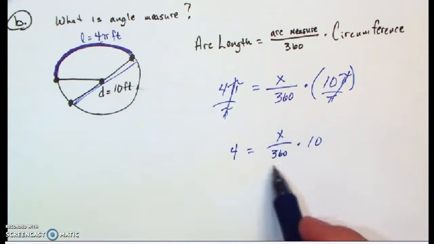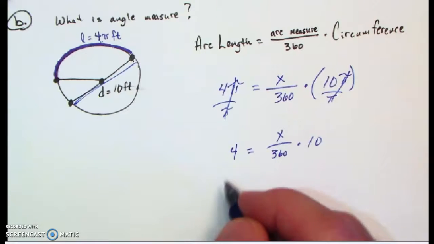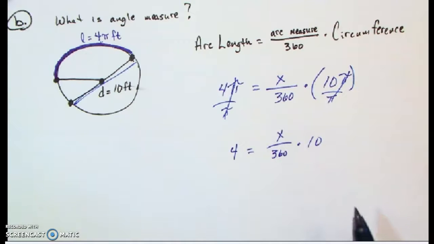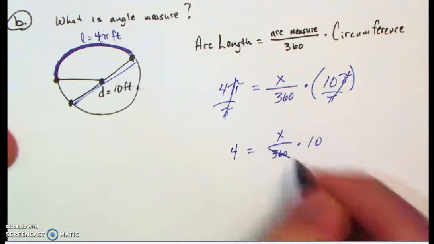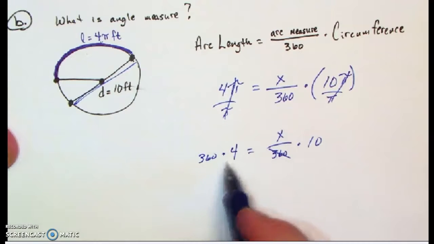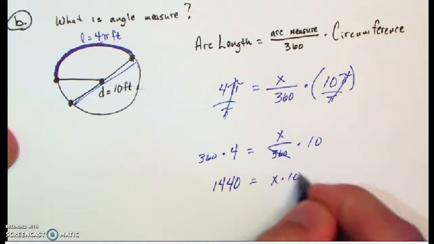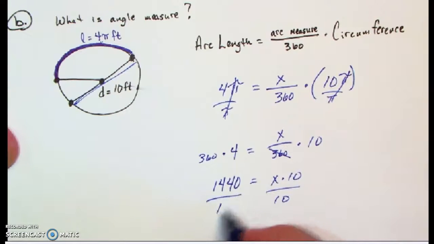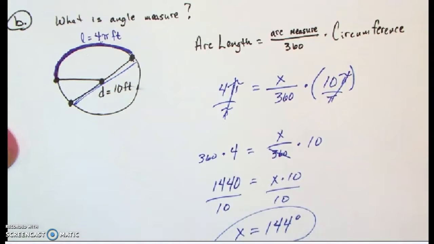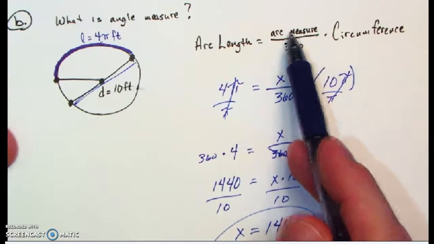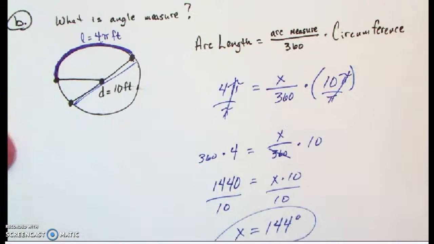Now I'm solving for x. As far as the order that I bring these over, it really doesn't make a difference. I can multiply both sides by 360 and then divide by 10, or I can divide by 10 and then multiply by 360. Either way doesn't make a difference. So if I multiply both sides by 360, 4 times 360 is 1,440. And so then we have x times 10, then divide both sides by 10. And we see that our angle x is 144 degrees. And we can plug that back into our equation and solve and see if we get that same arc length if we want to check our answers.